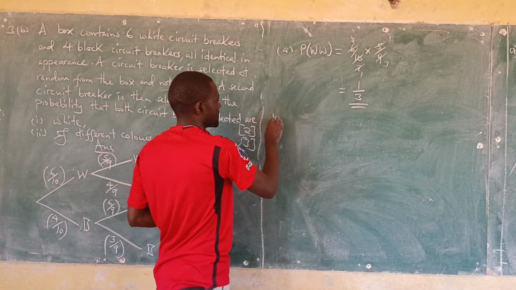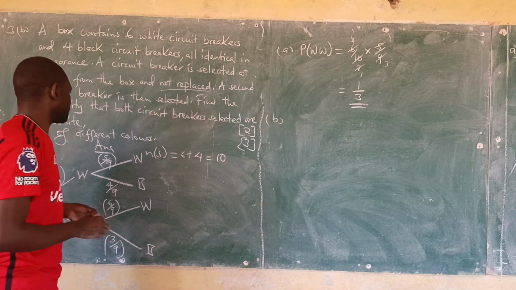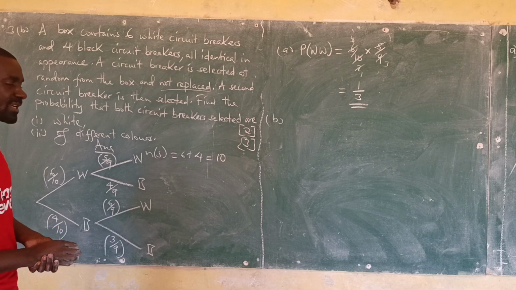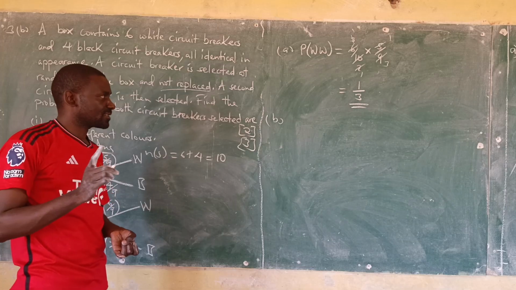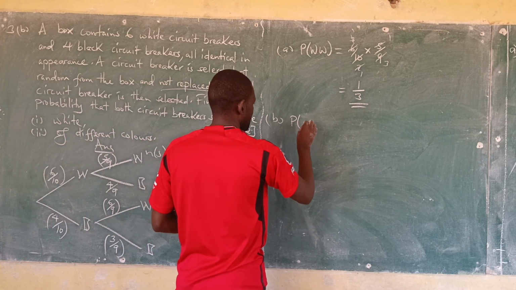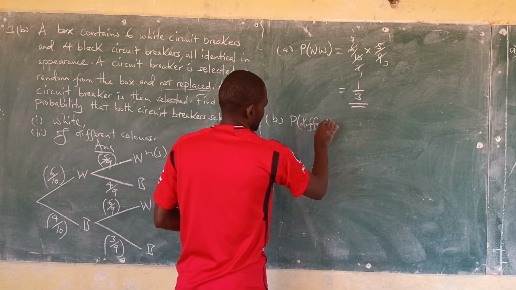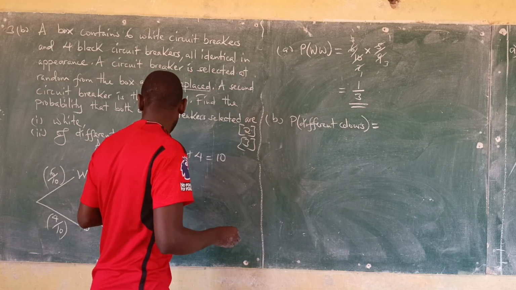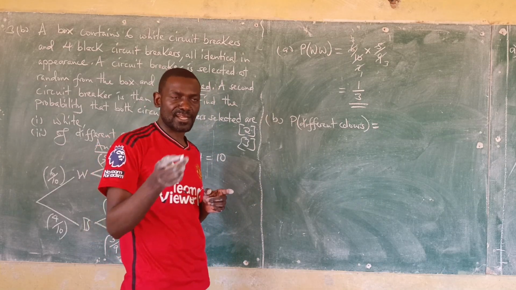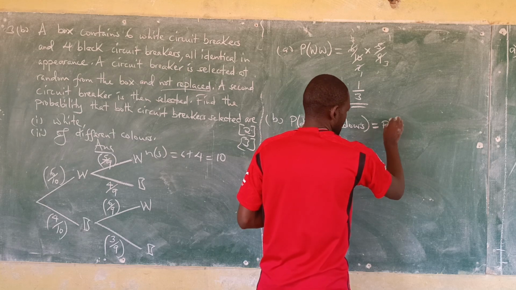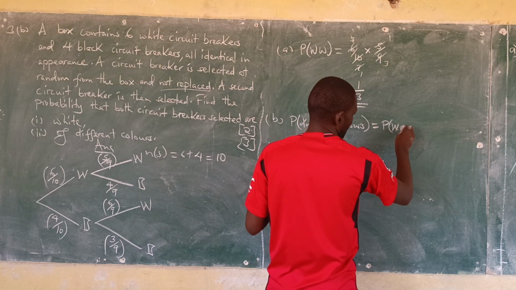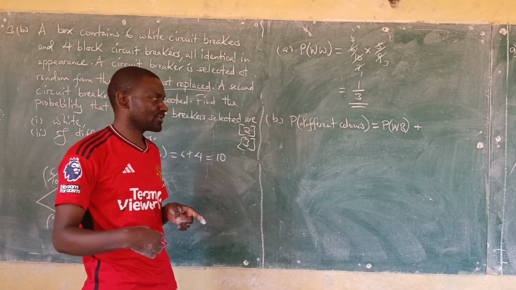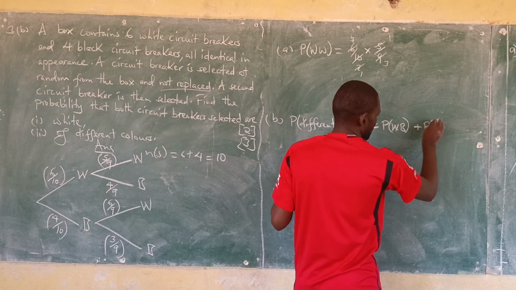And then the second part, the probability that both circuit breakers selected are of different colors. Different colors meaning one is white, one is black. Now, it's possible that the first one can be white and then the second one will be black. So probability, white followed by black. It's also possible that the first one can be black followed by white. So probability, black followed by white.